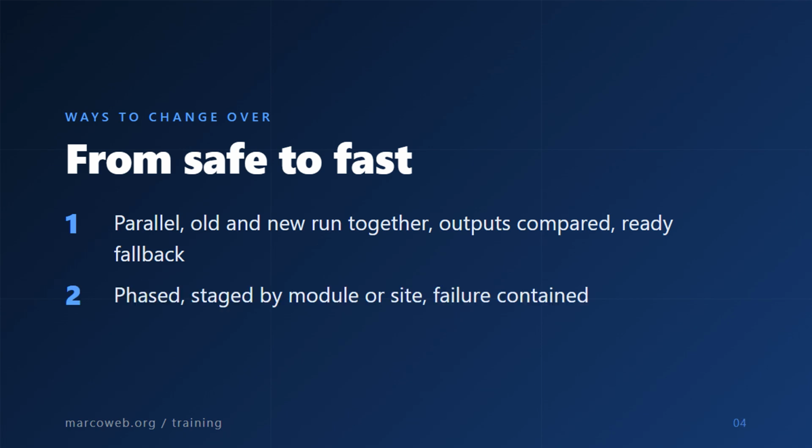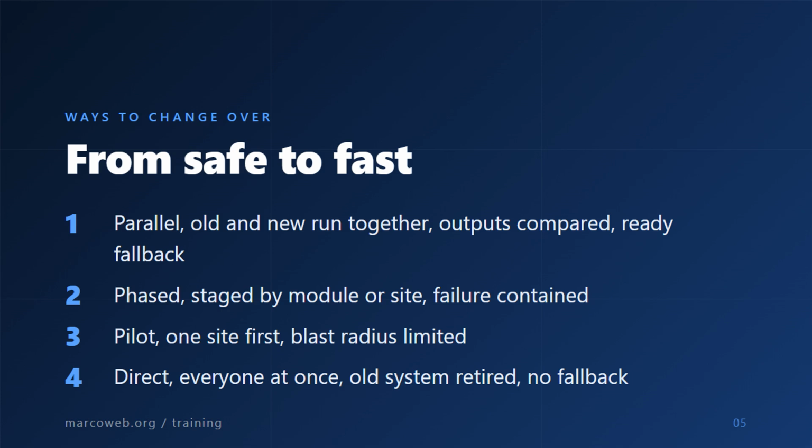Phased changeover: the move happens in stages, module by module or site by site. Risk and costs sit in the middle, a failure is contained to the stage, but the two systems must interoperate during the transition. Pilot: one site or group adopts the new system first, limiting the blast radius before a wider rollout. And direct, or big bang, cutover: everyone moves at once and the old system is retired immediately. Cheapest and fastest, and the highest risk, because there is no fallback if the new system fails.